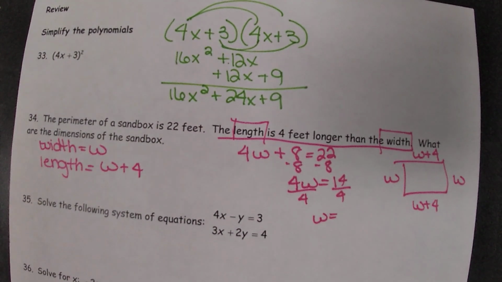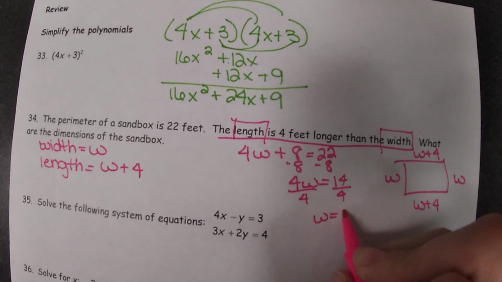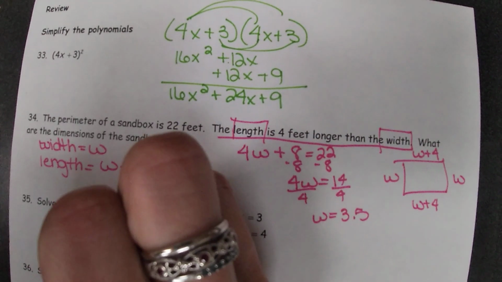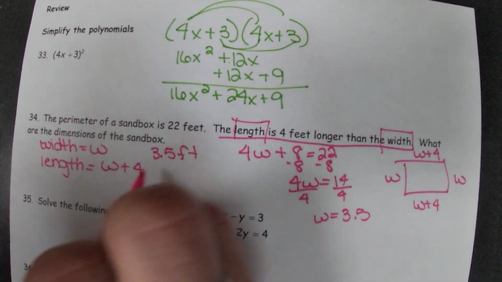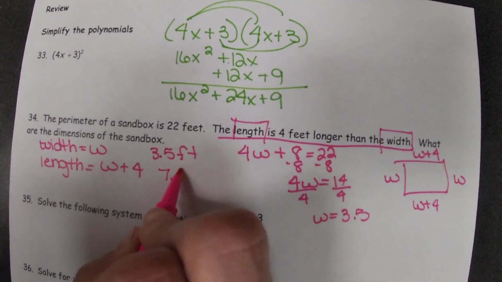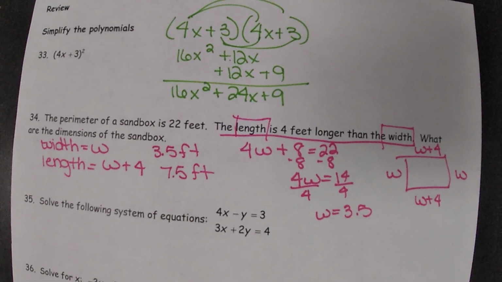7 over 2, let's see, 3.5. Okay, so if our width is 3.5, again, it needs a label of feet, then 3.5 plus 4 would be 7.5 feet. So our width would be 3.5 feet. Our length would be 7.5 feet.